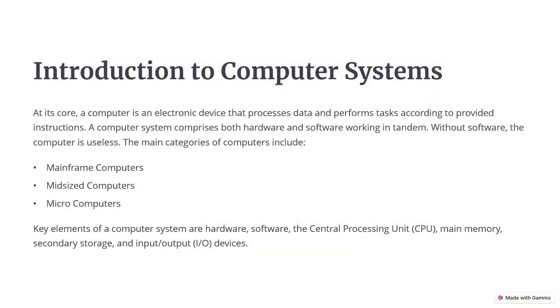Introduction to computer systems. At its core, a computer is an electronic device that processes data and performs tasks according to provided instructions. A computer system comprises both hardware and software working in tandem. Without software, a computer is useless.